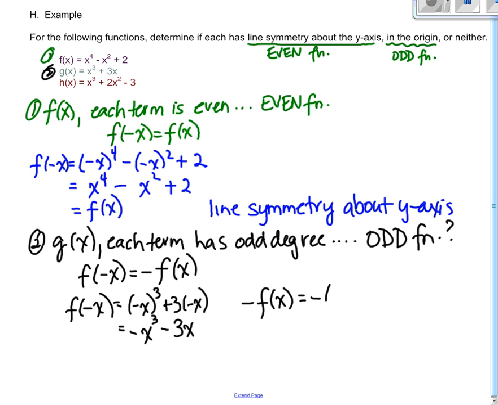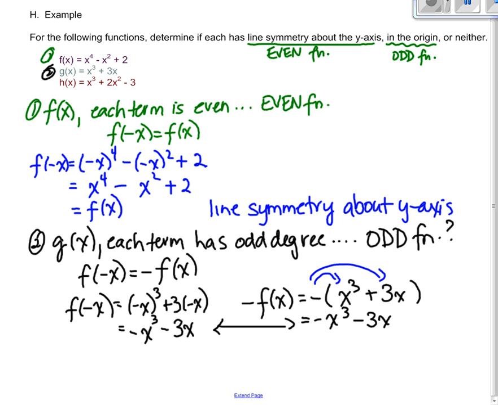Negative f at x is when I put a negative sign in front of the entire function, which was x cubed plus 3x. And if I do distributive law on that, I will get negative x cubed, negative 3x. Those two are the same. Since f at minus x equals negative f at x, this is an odd function, and it has symmetry in the origin.